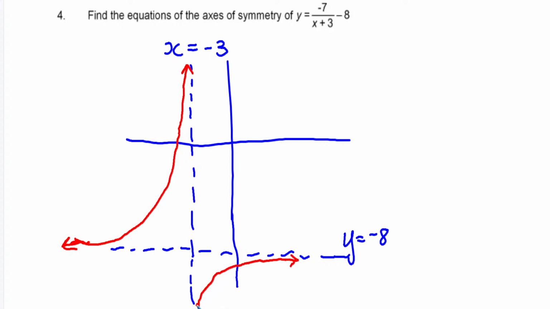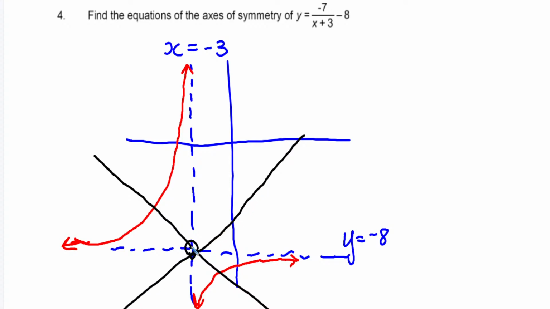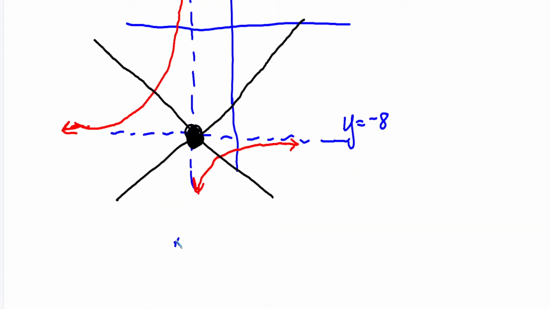Now, our axes of symmetry, and you don't need to draw this whole picture, right? Our axes of symmetry have gradients of -1 and 1. But they both go through this point, and this point is going to be the point -3, -8. So I literally want lines with gradients of 1 and -1, and they must both pass through this point -3, -8.